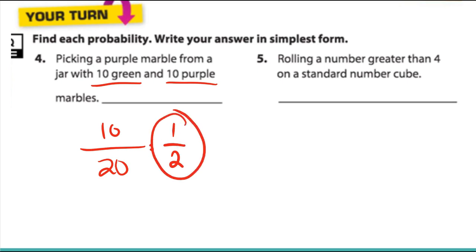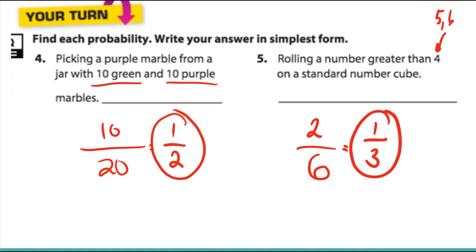The second problem says rolling a number greater than 4 on a standard number cube. So like we said before, there are 6 possibilities on a number cube. The numbers 1, 2, 3, 4, 5, and 6. The possibility of rolling one that is greater than 4, well, there are only 2 possibilities that are greater than 4, and that is 5 and 6. So we say there is a 2 out of 6 probability, which can then be simplified to 1/3.